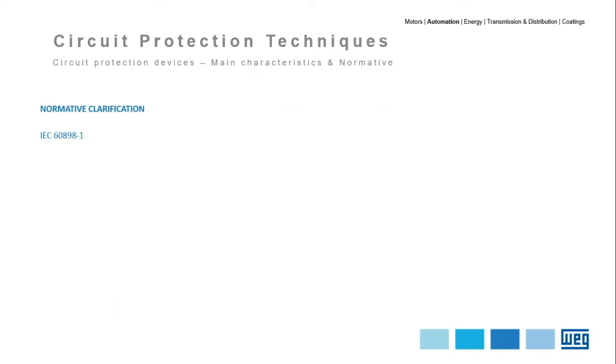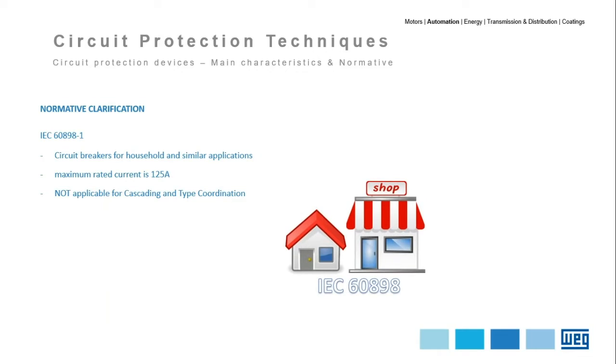So, about the normative, we start mentioning the IEC 60898-1. The International Electrotechnical Commission, IEC, is one of the world's leading organizations that publishes standards for all electrical and electronic fields. IEC 60898-1 relates to AC low voltage circuit breakers for household and similar applications, which we find in homes, schools, shops, and offices. The standard states that the maximum value of rated current is 125 amps, and the maximum value of rated short circuit capacity is 25 kiloamps.